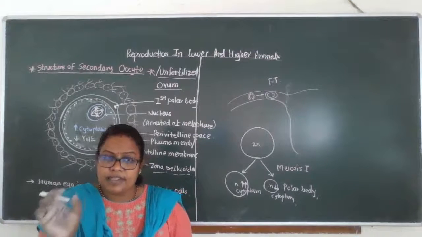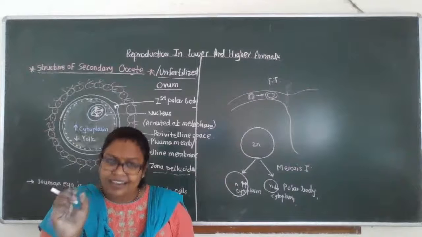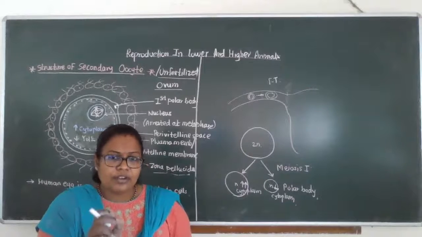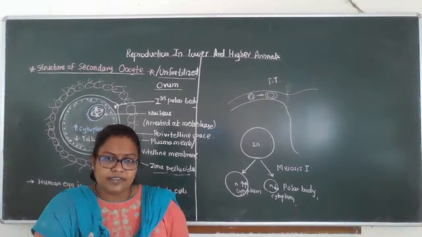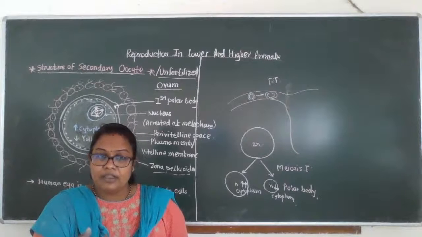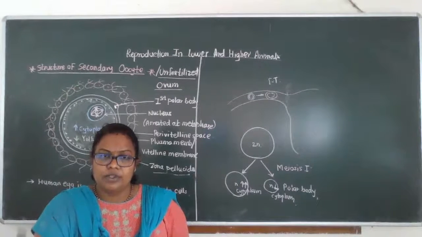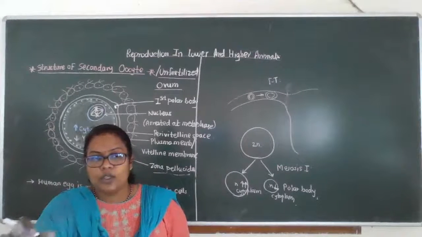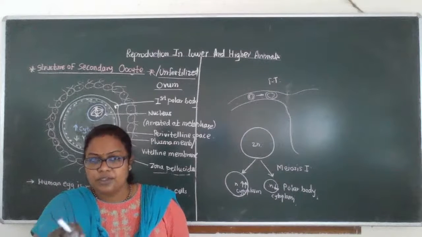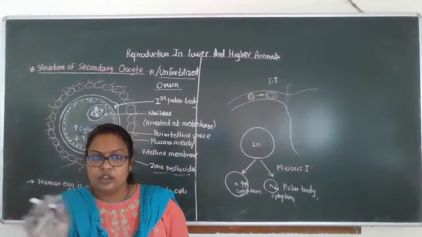But this secondary oocyte waits till the sperm touches it and then completes its cell division. That means in a female, it is not so quick, cell division does not happen quickly. So especially you might be clear with the concept.